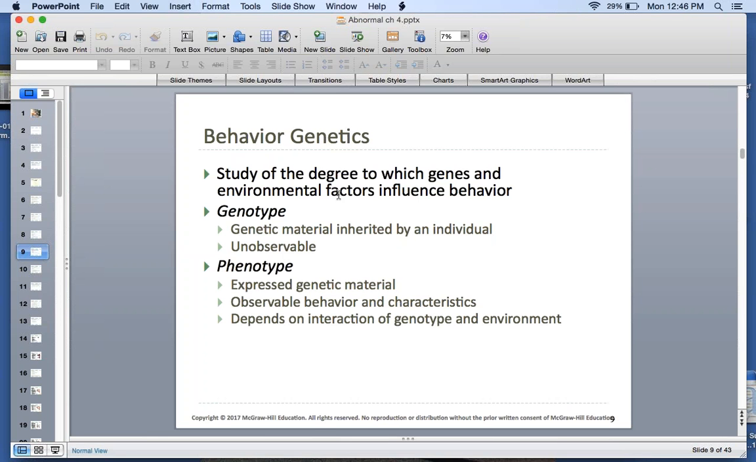The genotype is unobservable. It's the genetic material that's inherited. The phenotype is what we see, right? The phenotype is brown hair or whatever color your eyes are. It's the expressed genetic material. It's observable behavior, observable characteristics, okay? So it is the attention deficit disorder behaviors that we see.